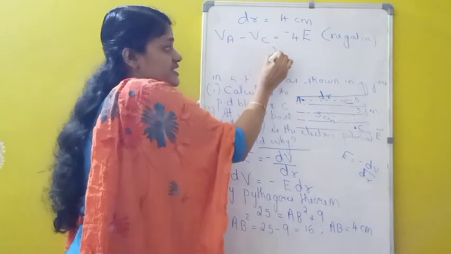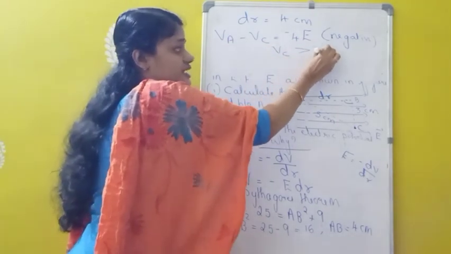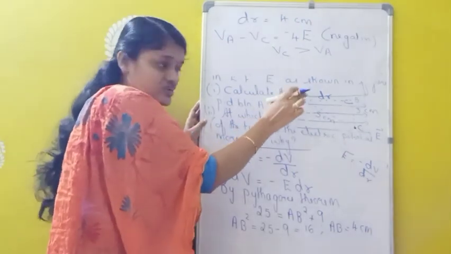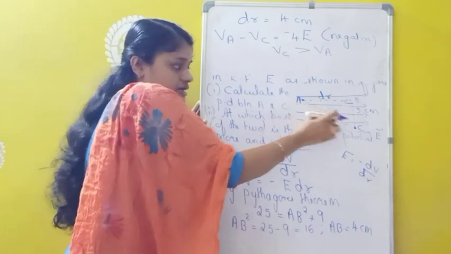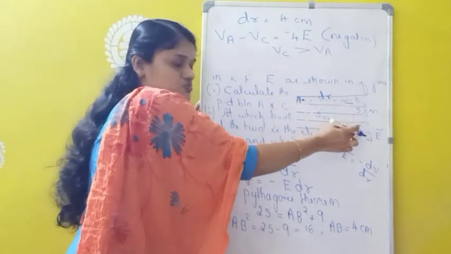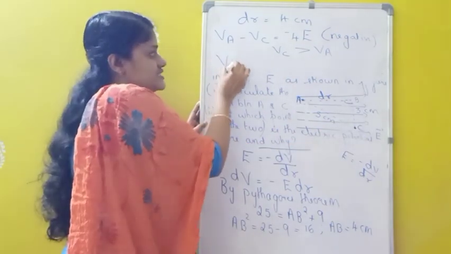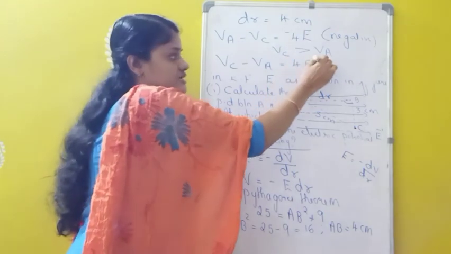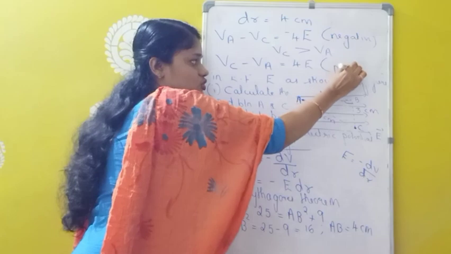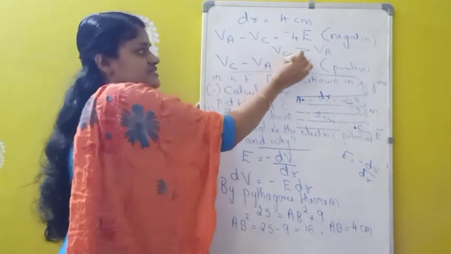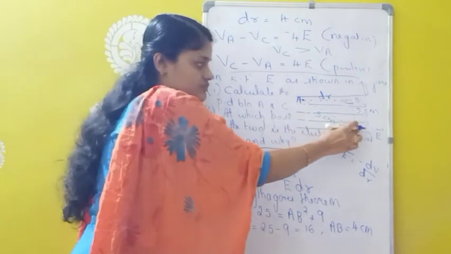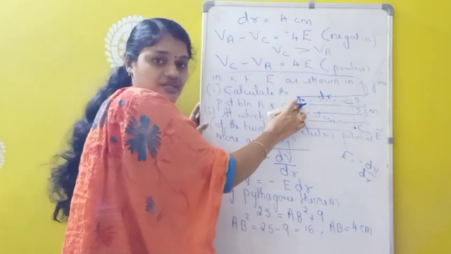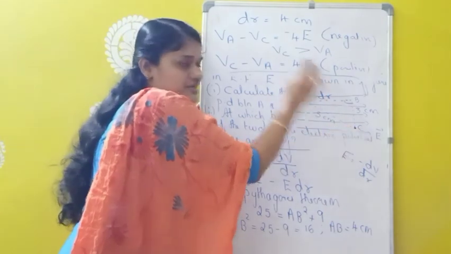This shows that potential at C will be greater than potential at A. So the reason is, electric field is more at point A compared to point C, but electric potential is more at point C. Suppose we are finding VC minus VA. So VC minus VA will give us 4E, electric field into distance, so this is positive. That shows that VC is greater than VA. So potential at C will always be greater than potential at A, just opposite of electric field. Electric field is more at point A, but potential is more at point C.